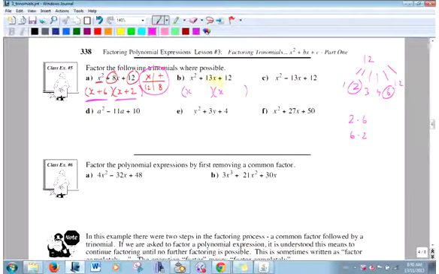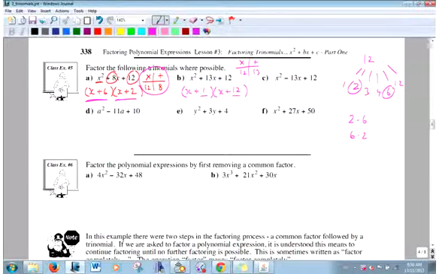I know this thing is going to be x and x. Now what are the two numbers that multiply to 12 and add to 13? Have we seen this one before too? Close. I think it was a negative. What multiplies to 12 and adds to 13? 12 and 1.